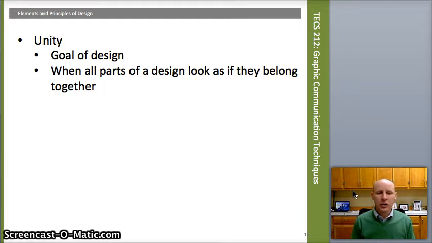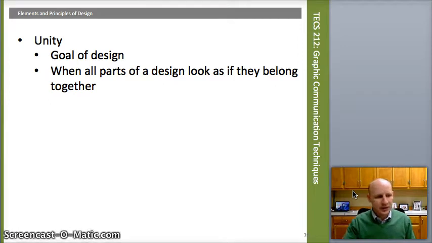Overall, our goal in the elements and principles of design is unity. Unity is really the goal of the design, and it is achieved when all parts of a design look as if they belong together. When we do a design, we want to make sure that things flow well, that they look nice, that they look relatable, that they're balanced in proportion, and they look good together. If something is really abstract, way out there, and doesn't seem to flow, that just doesn't give a good feeling when somebody looks at that design. So the goal is unity in how we put everything together.